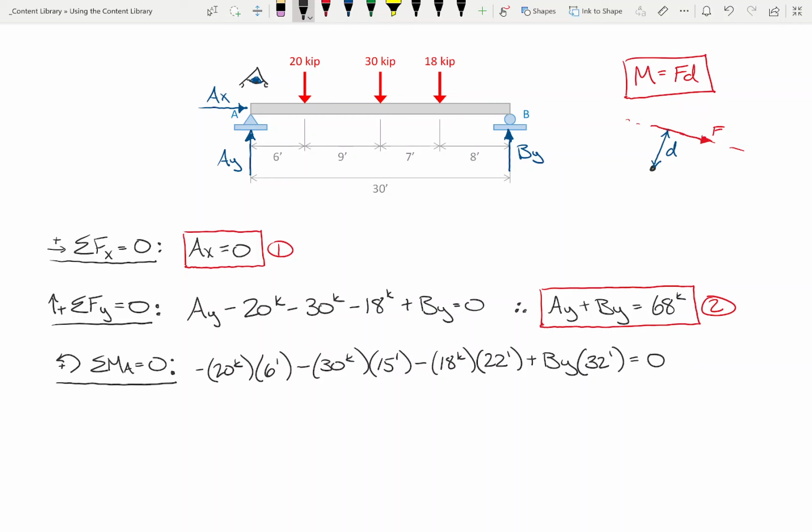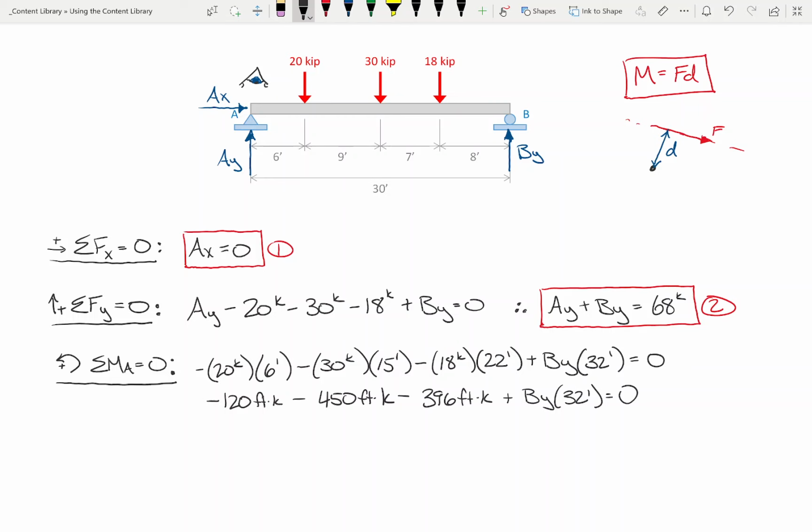Okay. All right. So, how many unknowns are in this expression? 1. So I can solve for BY directly. All right. So 20 times 6 is 120, so minus 120 foot kips. Minus 30 times 15, that's 450. Minus 18 times 22. I don't know if I'm that good. 396. Plus BY times 30 feet equals 0.